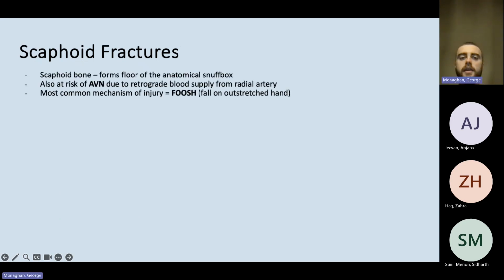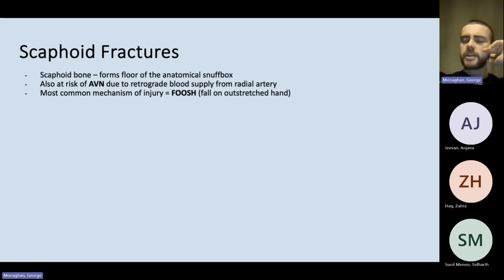So a scaphoid fracture. The scaphoid bone is just in your wrist down here, and it forms the floor of the anatomical snuff box. And just like the hip, this bone is also at risk of avascular necrosis. It's got the retrograde blood supply, which we talked about before, and this is from the radial artery this time. The most common mechanism of injury is a FOOSH, or a fall on an outstretched hand.